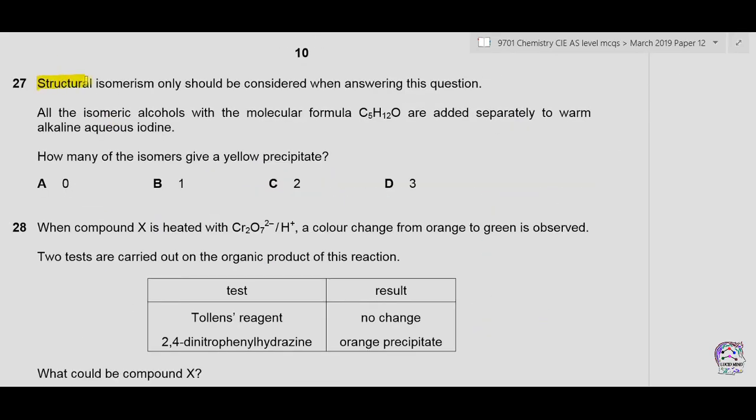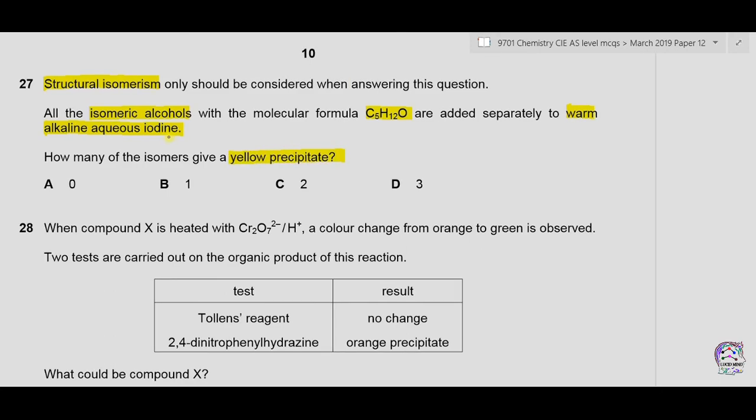Question 27. Structural isomerism only should be considered when answering this question. All the isomeric alcohols with the molecular formula C5H12O are added separately to warm alkaline aqueous iodine. How many of the isomers give a yellow precipitate? Now alkaline aqueous iodine will give positive results with only those alcohols that have a methyl group directly attached to the carbon atom which is attached to the OH functional group. If there is no methyl on the carbon atom having the OH group, then there will be no positive result.